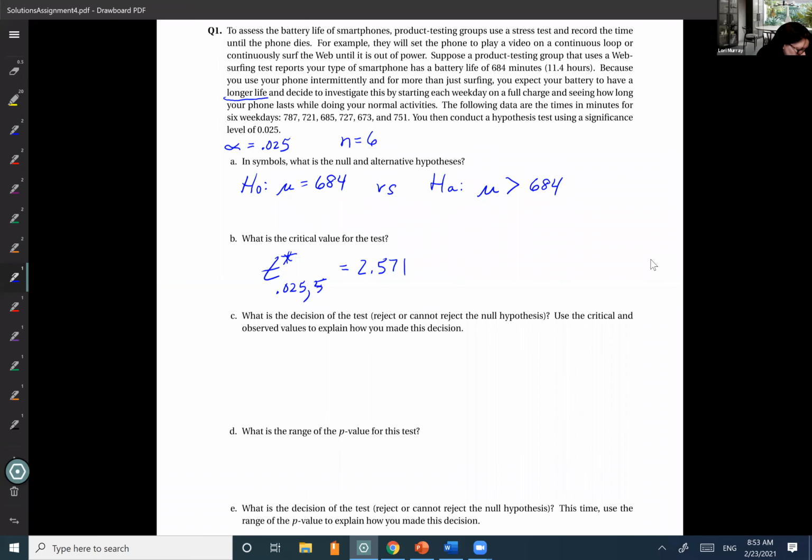And so what we need to do is calculate the observed value, and that would have been done from the data. So hopefully you got an average of those 6 data points. The 6 observations, those are times in minutes for 6 weekdays, would come to 724 minutes. And then you need to subtract mu naught. Mu naught is the hypothesized value.